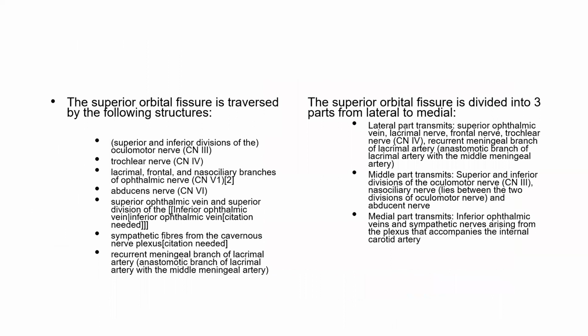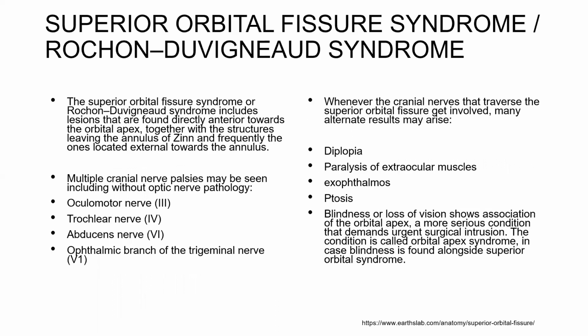The superior orbital fissure is traversed by the following structures. Like I have mentioned before, you should also go through this list. And the superior orbital fissure is divided into three parts from lateral to medial. The lateral part transmits the superior ophthalmic vein, the lacrimal nerve, the frontal nerve, the trochlear nerve, and the recurrent meningeal branch of the lacrimal artery. And the middle part consists of the superior and inferior division of the oculomotor nerve. And the medial part has the inferior ophthalmic vein and sympathetic nerves arising from the plexus that accompanies the internal carotid artery.